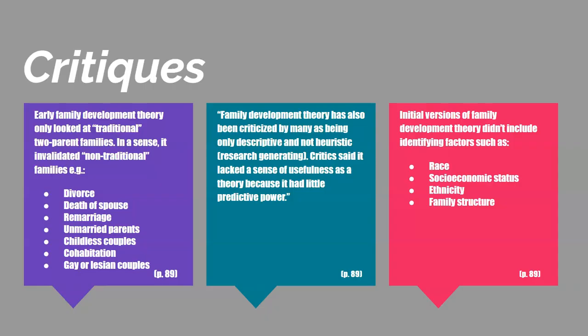Critiques. Early family developmental theories only looked at traditional two-parent families in a sense and invalidated non-traditional families: divorce, death of a spouse, remarriage, unmarried parents, childless couples, cohabitation, gay or lesbian couples.